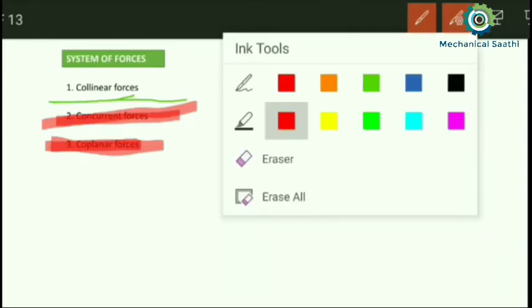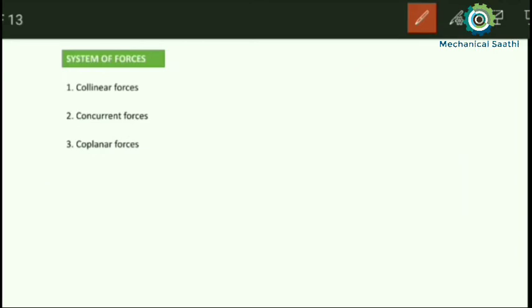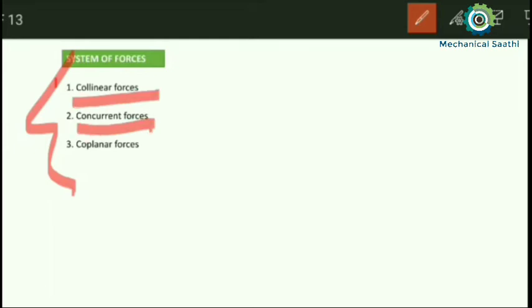So from here we may consider again these three. From these three we may get a number of types of systems, like we can say collinear and concurrent. Collinear means it will remain in the same line, and concurrent means that it is coming from a single point.